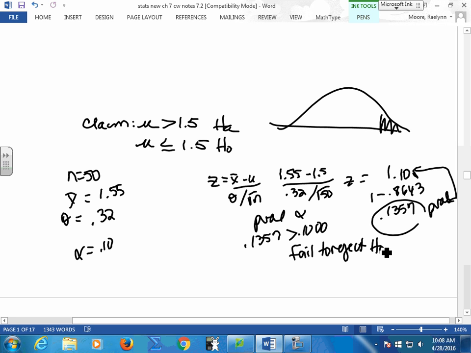Then you go to your chart, and this is what you have to say. Your claim is your HA. You failed to reject H0. So if you fail to reject H0, you have to go along with H0. You can't go along with HA. So there is not enough evidence at a level of significance of 0.10 to support the claim that the mean reserve capacity of a certain battery is greater than 1.5 hours. That's what I expect to see in your interpretation.